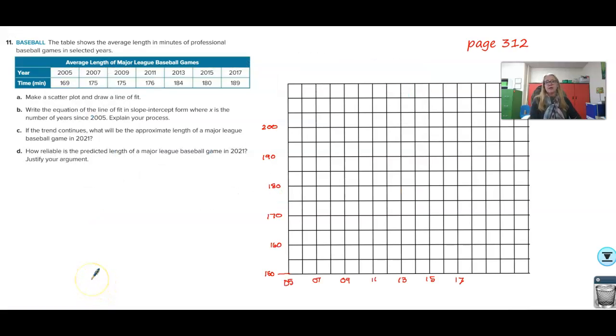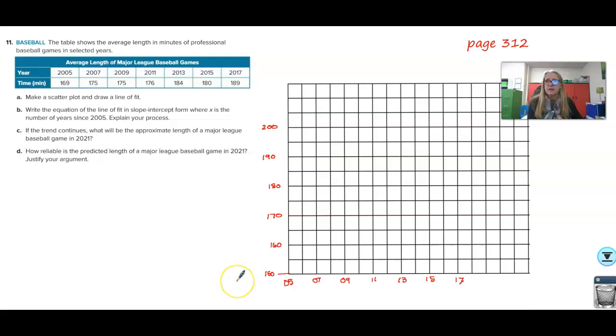Okay, so here we have another one of these really lengthy ones, and this video is already pretty long. I'm just going to kind of talk you through what you would do here. I kind of suggested labels here for your graph. This would be the number of years. This is the time, okay? It's a table that shows the average length in minutes of professional baseball games over time.